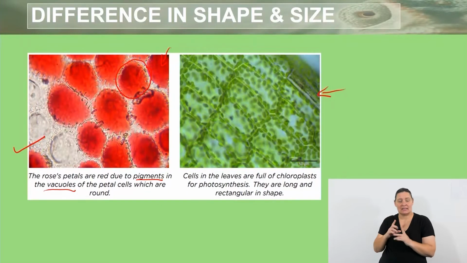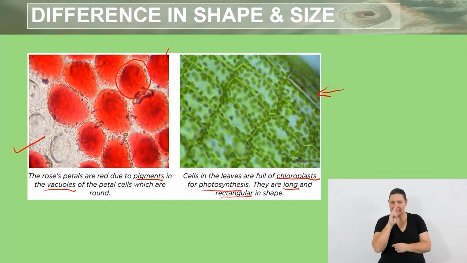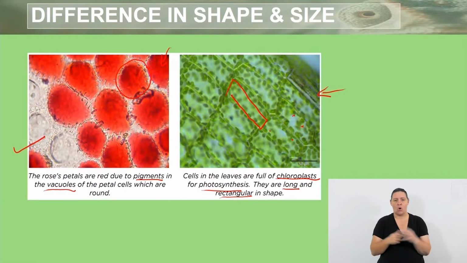Now let us look at the second one. The second one here says cells in the leaves are full of chloroplasts for photosynthesis. They are long and rectangular in shape. As you can see from the picture, we have a lot of small green dots. These are your chloroplasts, and the chloroplasts are responsible for photosynthesis so that the cell is able to make its own food. Now if you look at the cell, it's much more rectangular compared to the circular one on the rose petals.